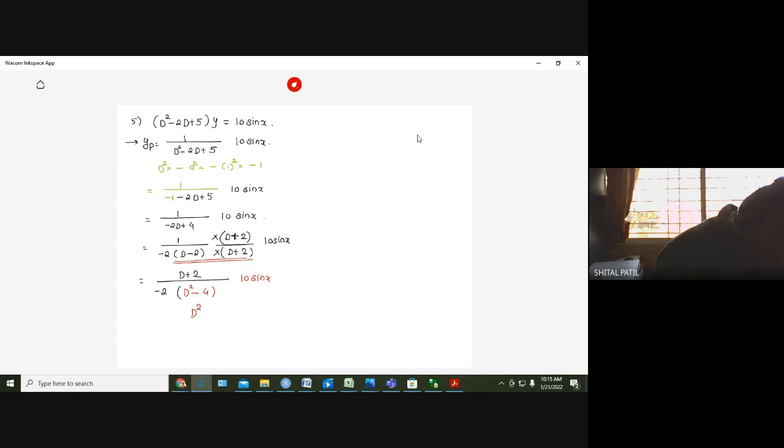Now you replace D square by minus A square, that is minus 1. So it will be D plus 2 as it is, divided by minus 2, then D square is minus 1, minus 4, and 2 we have written down 10 sin x. So D plus 2, what we have in denominator, minus 5, minus 10 into 10 sin x. Isn't it?